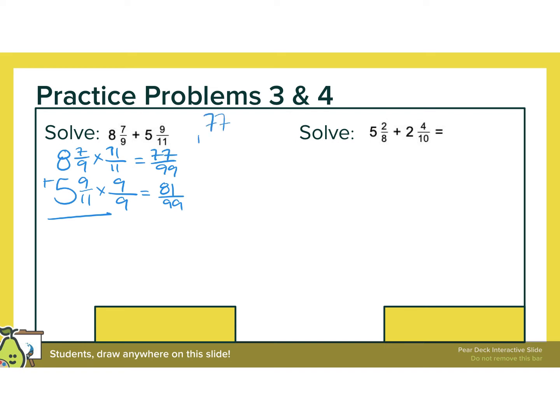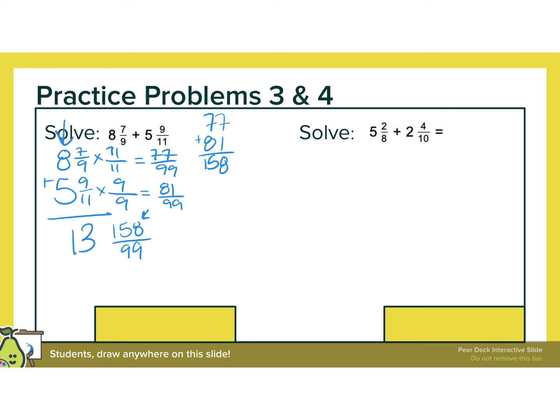You can use a calculator for this part if you want, just to make sure you don't make a mistake. We're going to get 8 and 15, so I have 158 over 99 when I add my fractions. See that? It's bigger than my denominator, so we're going to have step 4. But let's go ahead and add our whole numbers. 8 plus 5 is 13.